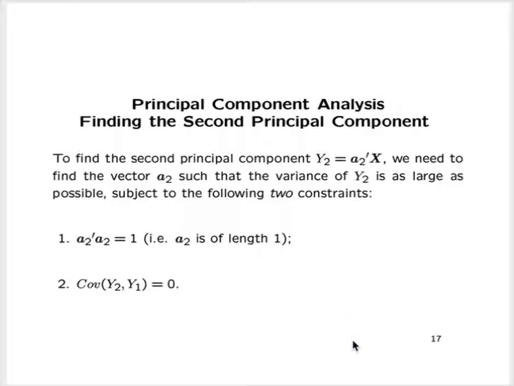Now, to find the second principal component, we need to find the vector a2 such that the variance of y2 is as large as possible, subject to the following two constraints. Again, the vector a2 is of squared length 1, and y2, the resulting random variable, has zero covariance with y1. It's uncorrelated with y1.